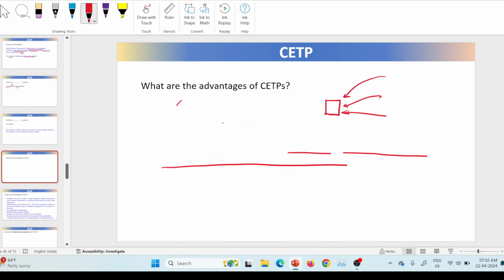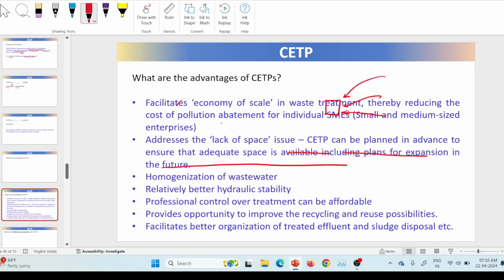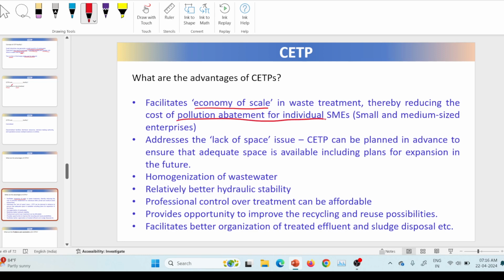What are the advantages of CETP? The advantages are: it facilitates economy of scale in wastewater treatment, thereby reducing the cost of pollution abatement for individual SMEs. So the cost is reduced. It addresses the lack of space issues. If we see the collective figure, we can realize that the space occupied by the individual industries is more. So it reduces the space constraint also.